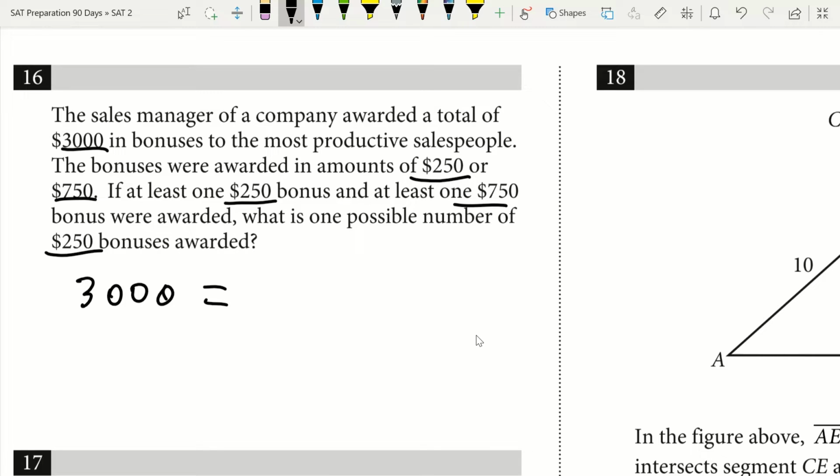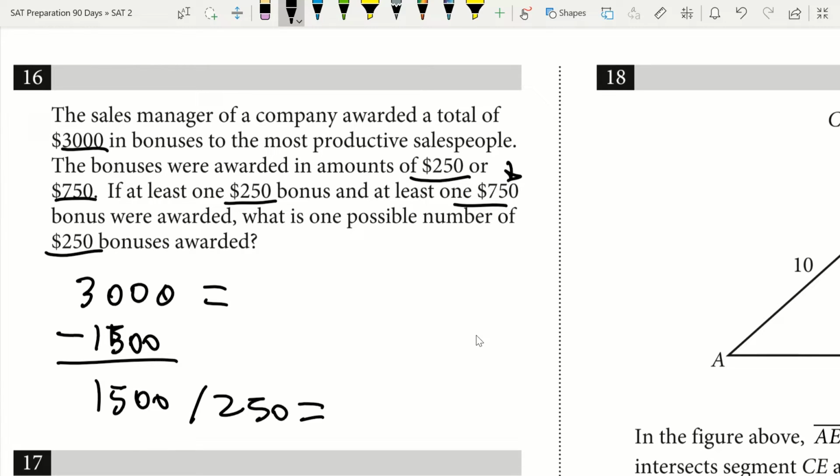Let's say that they did 2 $750 bonuses. 2 times 750 is 1,500, so I'll have 1,500 left to divide by the $250 bonuses given out, and that's going to leave me with 6. So my answer there could be 6. There's a couple of answer choices, but in this case we're going to go with 6 because that's what I decided.